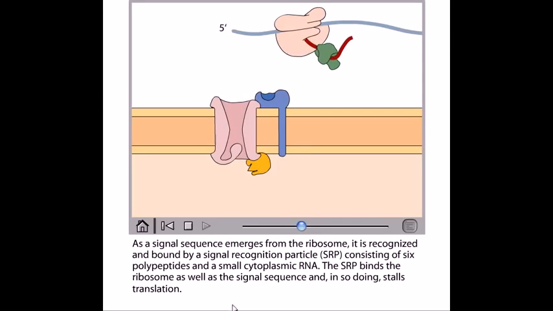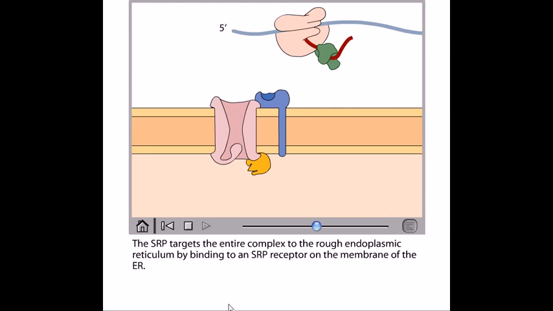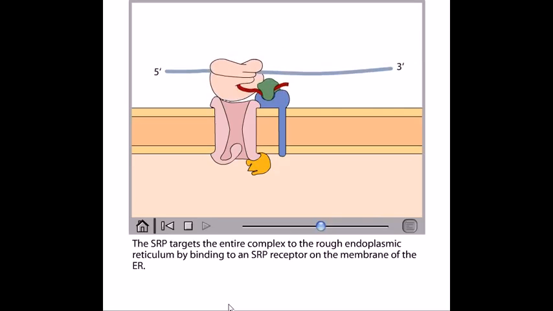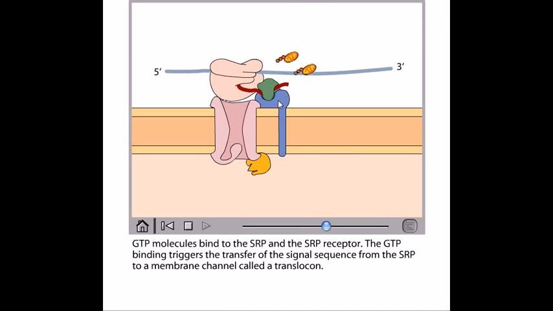As the signal sequence emerges from the ribosome, it is recognized and bound by a signal recognition particle, which is SRP, consisting of 6 polypeptides and a small cytoplasmic RNA. The SRP binds to the ribosome as well as the signal sequence, and in so doing stalls the translation process. The SRP then targets the entire complex to the rough endoplasmic reticulum by binding to an SRP receptor on the membrane of the ER, which is denoted in blue.